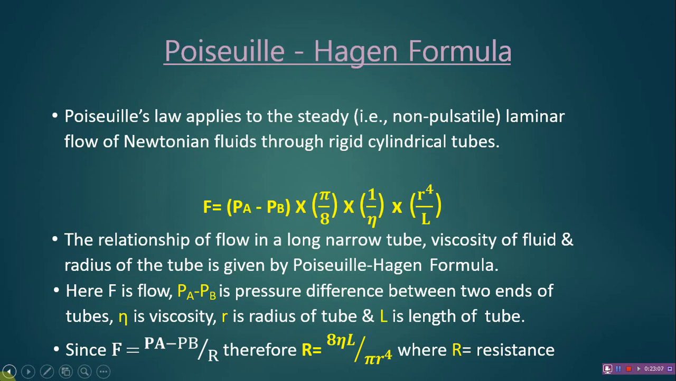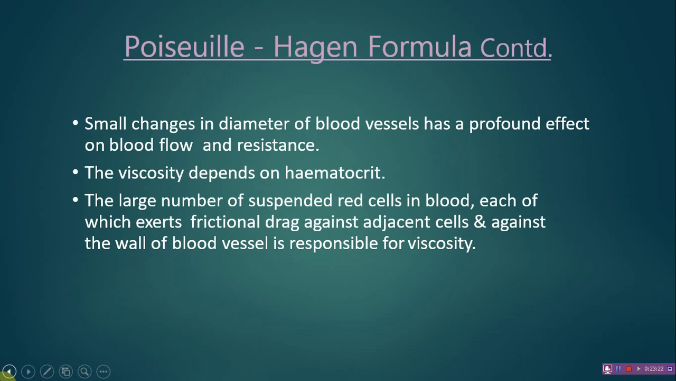We already know that the pressure difference by the resistance, which is PA minus PB by R, equals the flow. Therefore, R is equal to 8 eta L by pi R to the power 4. Now, from this formula, we can see that as the flow varies directly and resistance inversely with the fourth power of radius, small changes in the diameter of blood vessels have a profound effect on blood flow and resistance.